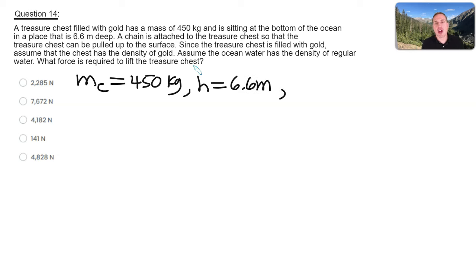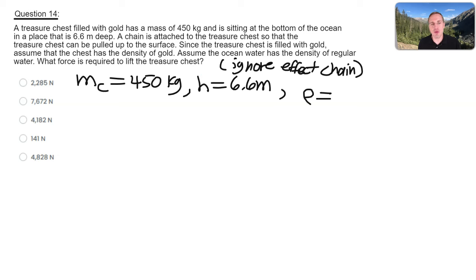A chain is attached to the treasure chest. Now let's pause for a second. Chains are typically heavy, so we usually need to take into account the volume that the chain takes up and the mass of the chain. Now we're not given any information about the mass of the chain, so we're going to assume that the chain is thin and insignificant in terms of mass. So I'm going to ignore the effect of the chain. We're going to assume that the treasure chest has the density of gold. Now density, typically you use the symbol rho. Now hopefully you know from the periodic table that the chemical symbol for gold is Au.